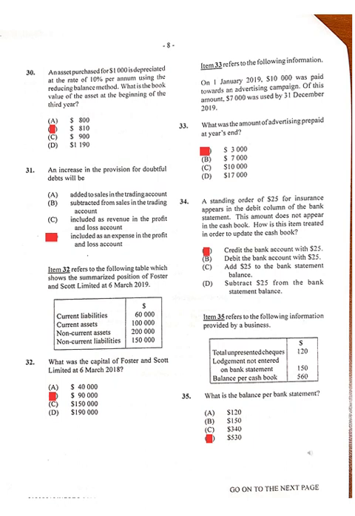Item 35 refers to the following information provided by the business. We have total unpresented checks of $120, late lodgement not entered on bank statement of $150, and balance as per cash book. What is the balance per bank statement? So what we'll do is start with the balance as per cash book of $560, add the unpresented checks of $120, minus the lodgement not entered of $150, and the answer is $530. So the answer is D.